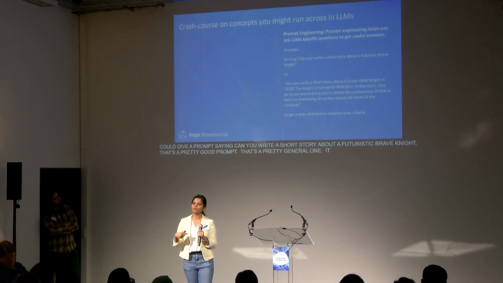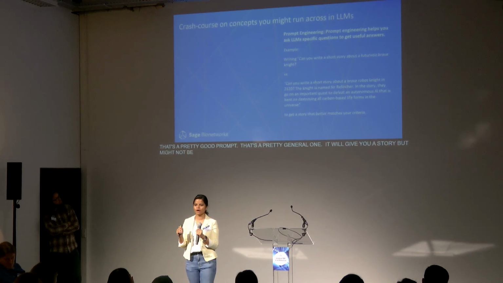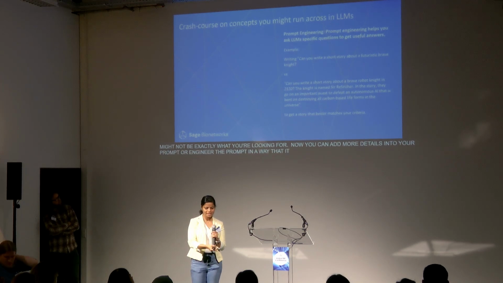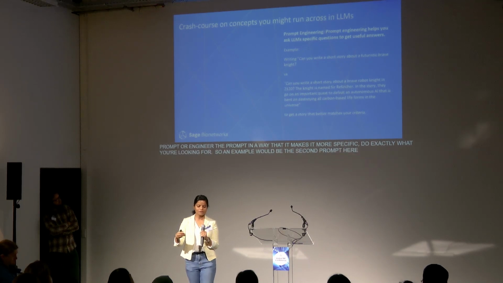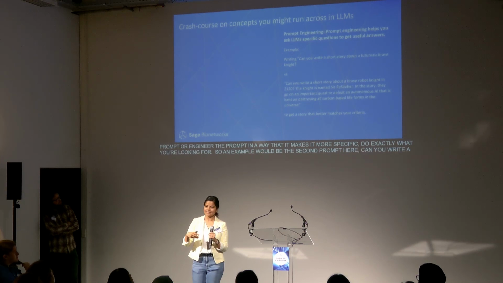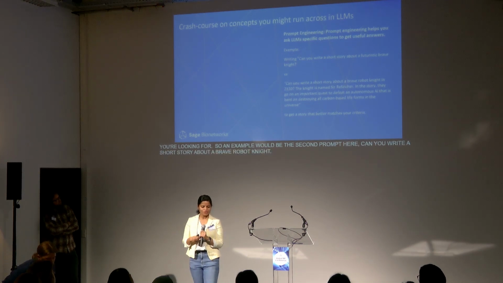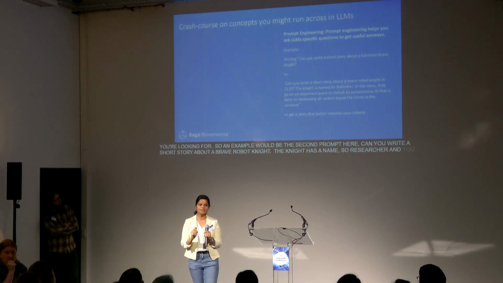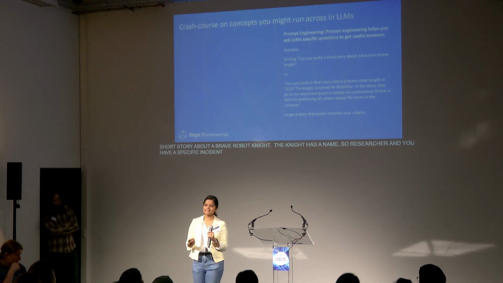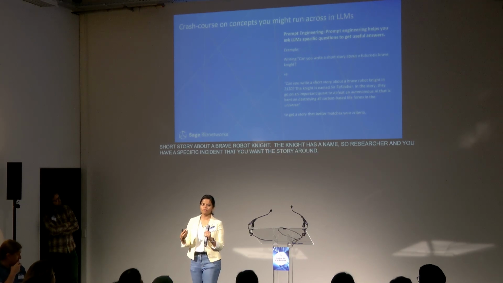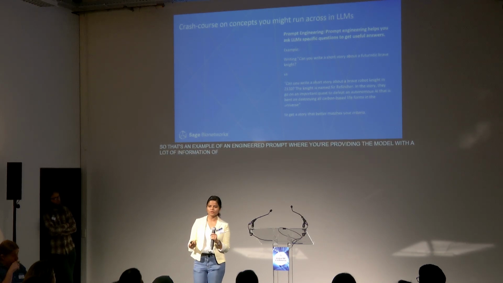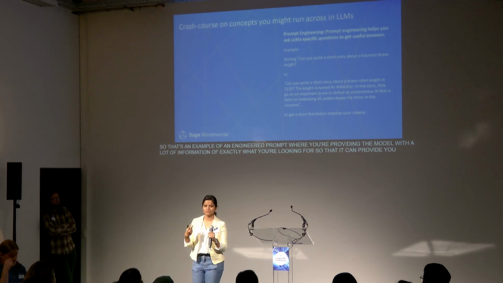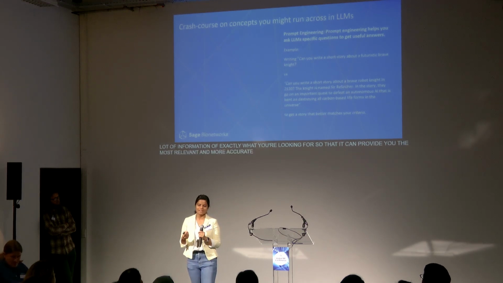Now you could add more details into your prompt, or engineer the prompt in a way that makes it more specific to exactly what you're looking for. An example would be the second prompt here: Can you write a short story about a brave robot knight? The knight has a name, so a researcher, and you have a specific incident that you want the story around. So that's an example of an engineered prompt where you're providing the model with a lot of information about exactly what you're looking for, so that it can provide you the most relevant and more accurate output that would be more helpful.